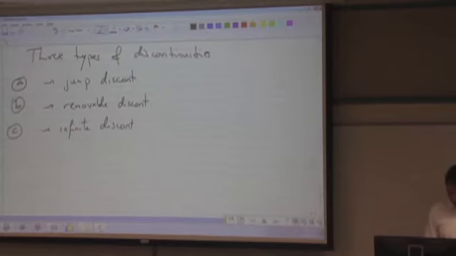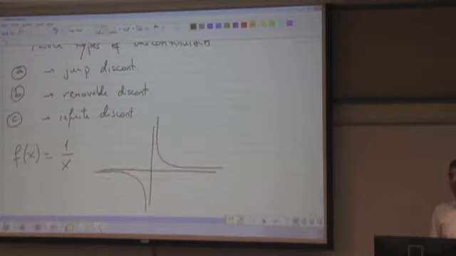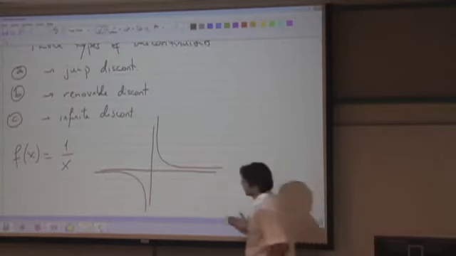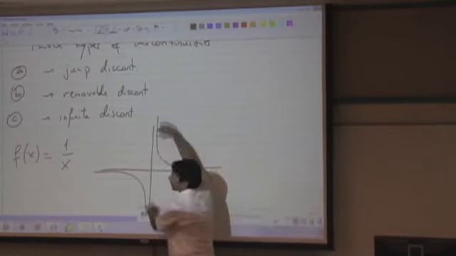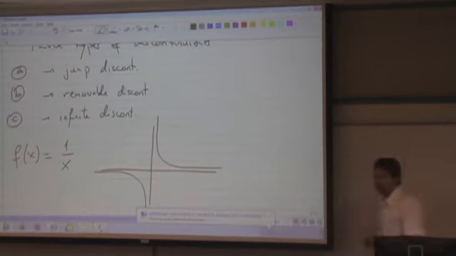So which would be an infinite? Well, I'll give you an actual example of a function. F of x equals 1 over x. Do you know the graph of 1 over x? It looks like that. 0 is called an infinite discontinuity. And the name kind of suggests it all. Why? The point is, as x gets closer to 0, your graph actually shoots to infinity. That's basically the idea. That's why it's called an infinite discontinuity. Okay?